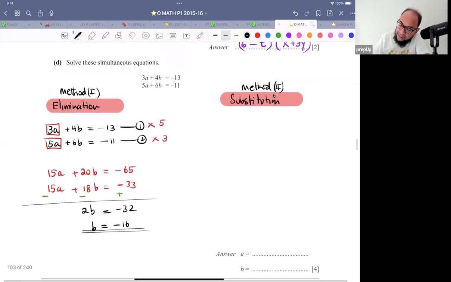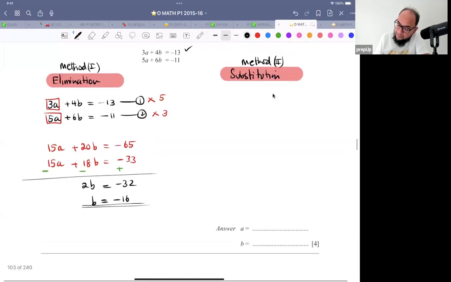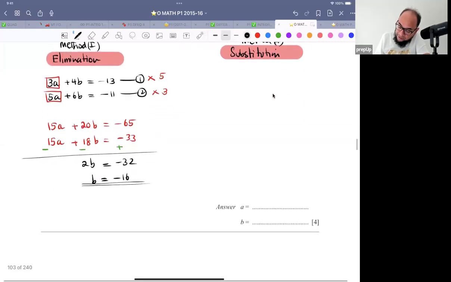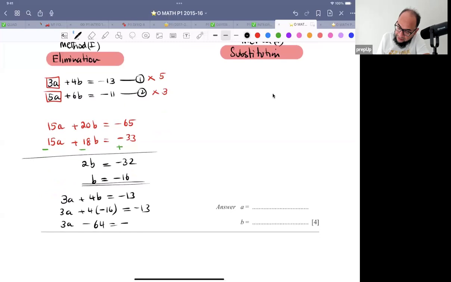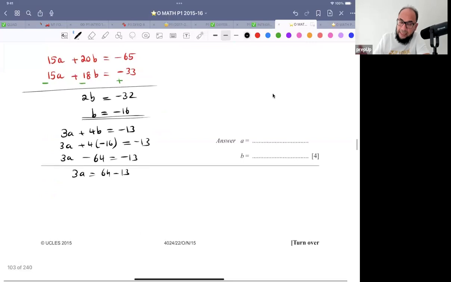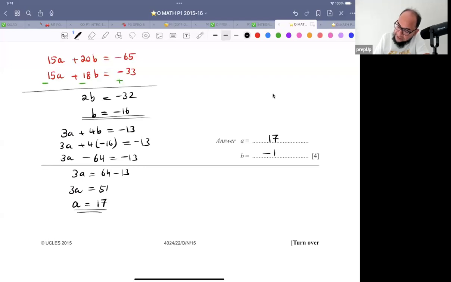Choose any equation. Let's say the first one, 3a plus 4b is equal to negative 13. 3a plus 4 into negative 16 is negative 13. 3a minus 64 is negative 13. 3a is equal to 64 minus 13. That is 51. So 3a is 51. A comes out to be 17. So a is 17 and b is negative 16.